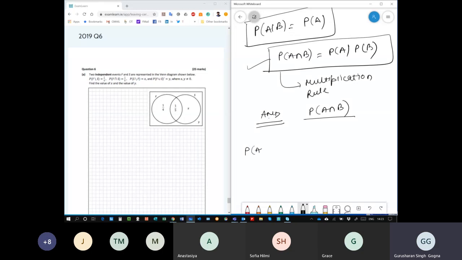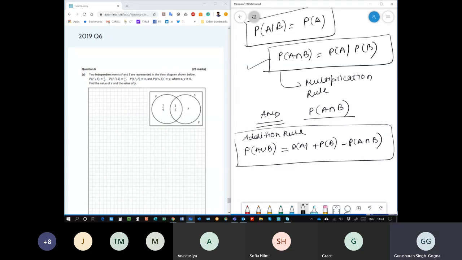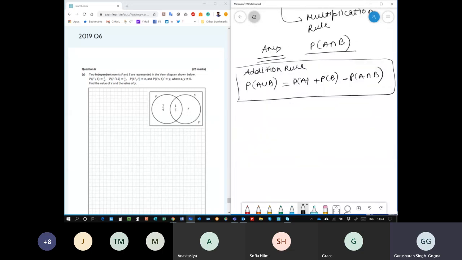So P of A union B is equal to P of A plus P of B minus P of A intersection B. This is one formula, which is also called the addition rule in probability, and the previous one is called the multiplication rule in probability. So this is the concept of addition rule, multiplication rule, and conditional probability.